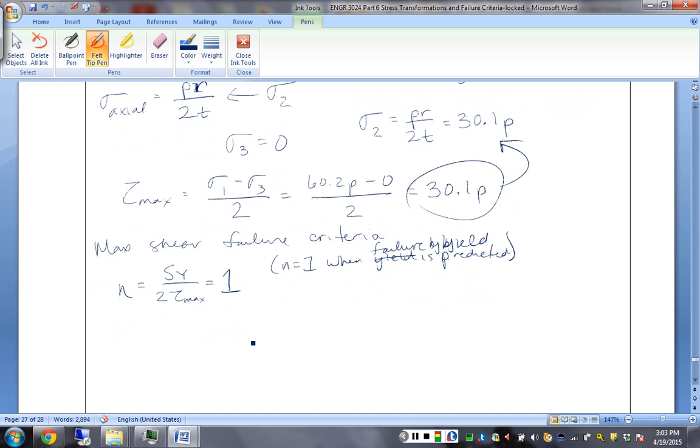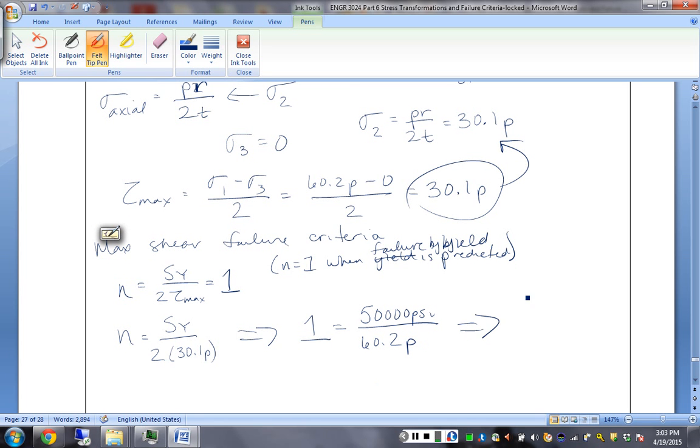So we can substitute our expression for the max shear in. Factor of safety equals the yield strength over 2 times 30.1 times the pressure. We know that N is 1, we know the yield strength is 50,000, and this is 60.2 times the pressure. Solving for the pressure, we see that the pressure is 830 psi.